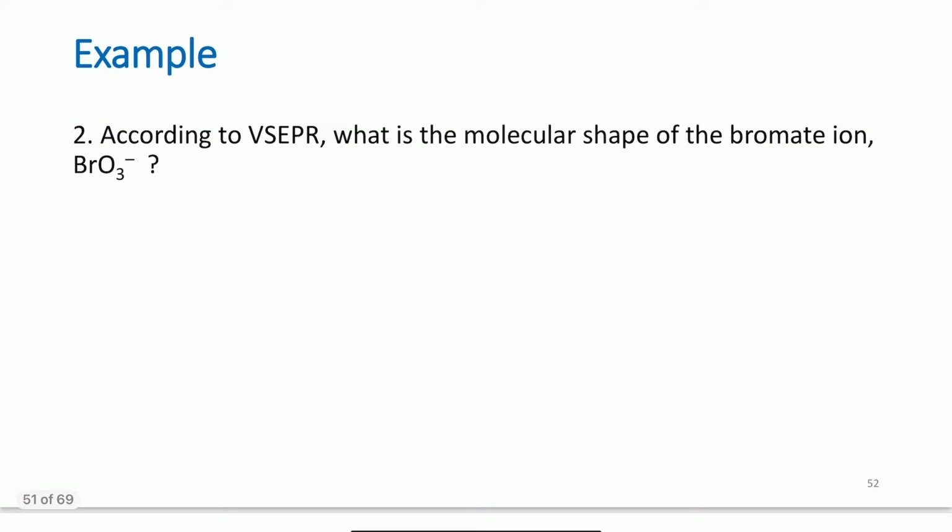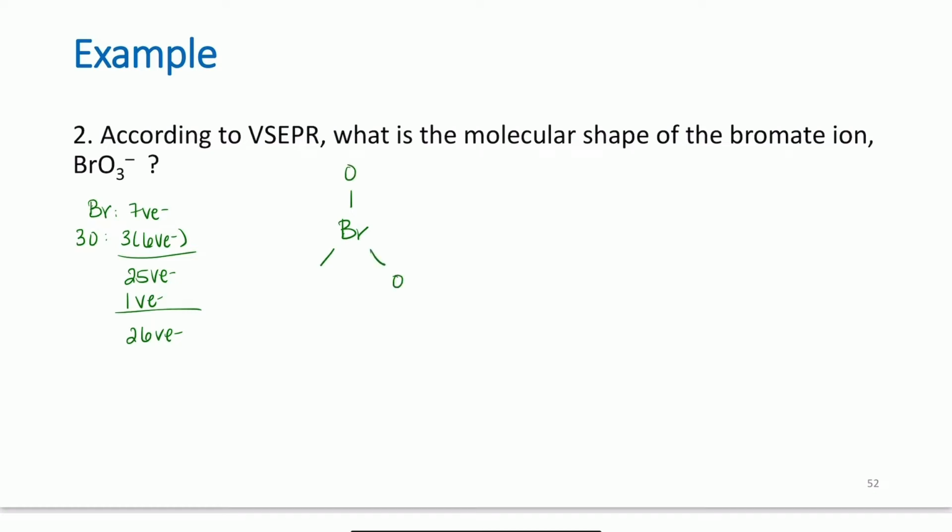According to VSEPR, what is the molecular shape of the bromate ion, BrO3-? I don't know this one off the top of my head. So bromine, 7 valence electrons, 3 oxygen, 3 times 6 valence electrons. Is that 18, 19, 20, 25? Plus 1 extra valence electron for that negative charge, 26 valence electrons.